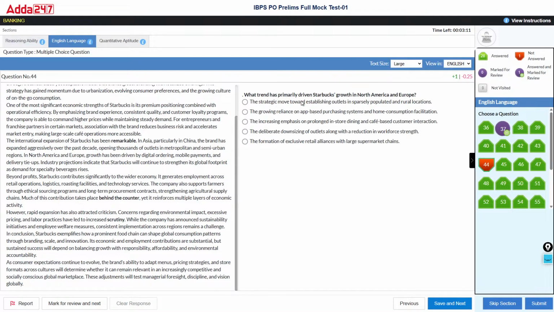What trend has primarily driven Starbucks growth in North America? So digitalization, something was said about here. Digital ordering, mobile payment, delivery tie-up. Prolonged, no. App-based purchasing system, home consumption facility, yes. Move towards outlet, no.